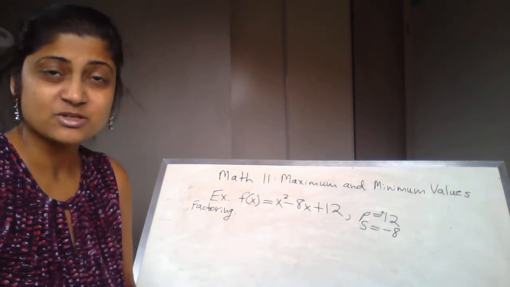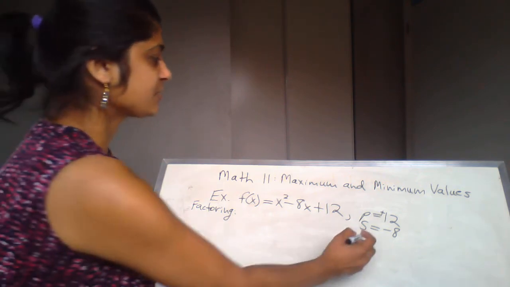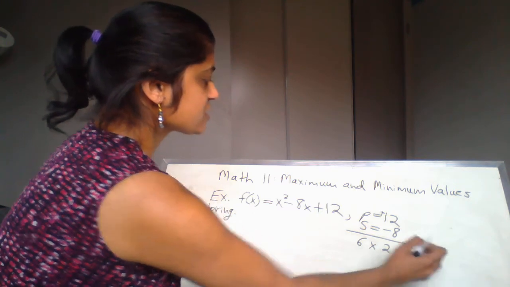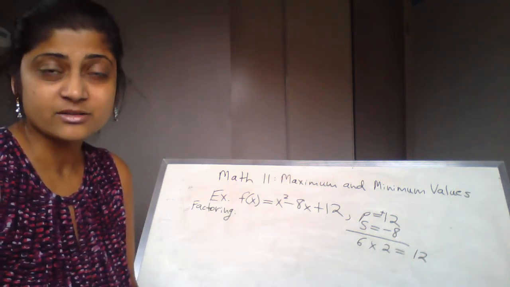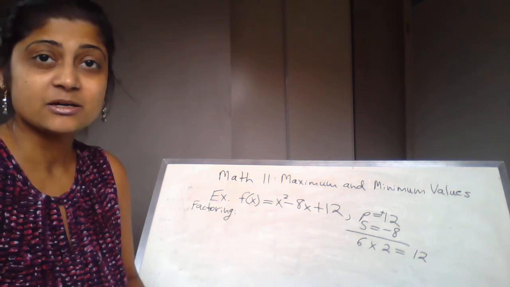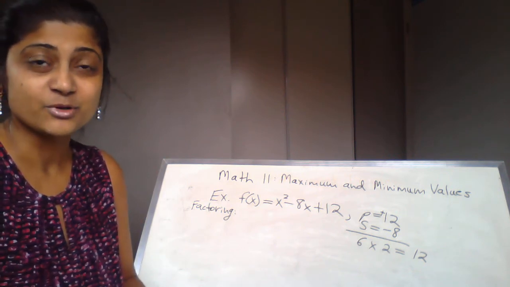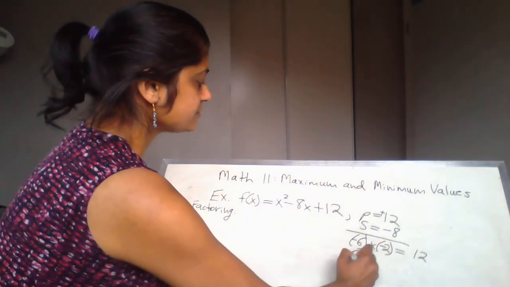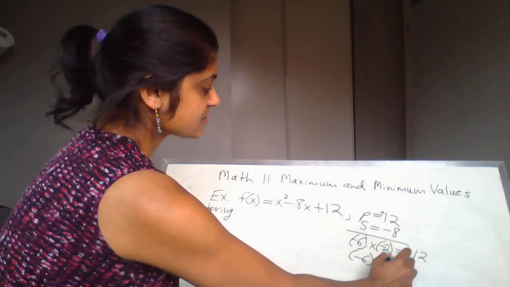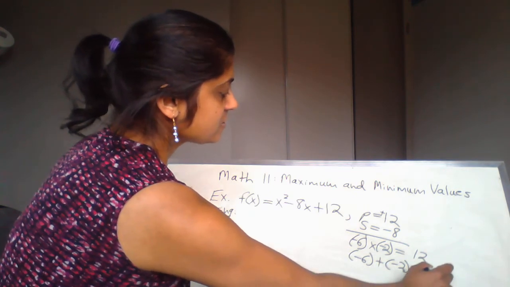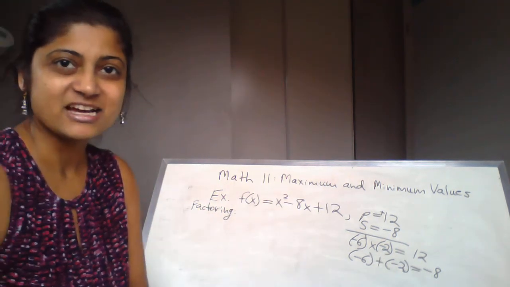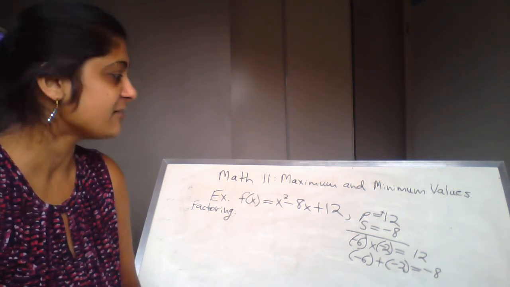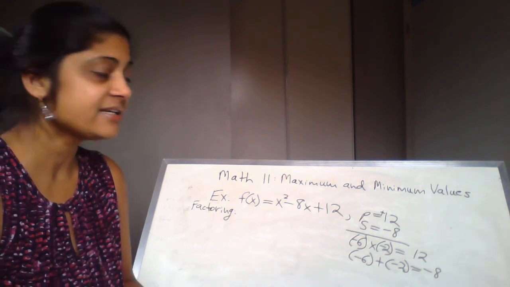When you multiply the two numbers, it has to be positive 12. So what we could do is 6 times 2, which is 12. When I add them together, it has to equal negative 8. The only way to do that is if both of these numbers are negative. So I'm going to put negative 6, negative 2. If you do negative 6 plus negative 2, that is equal to negative 8. So I can see that both of the conditions have been satisfied here, and my two factors are going to be negative 6 and negative 2.